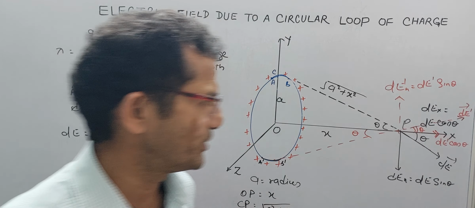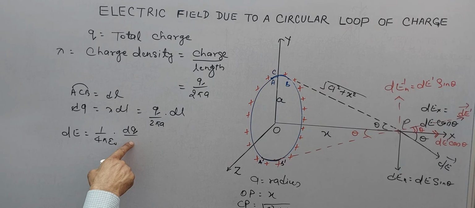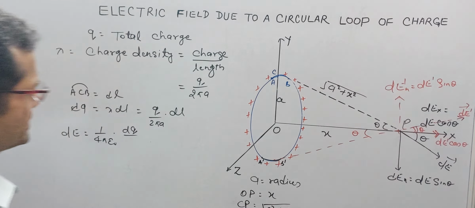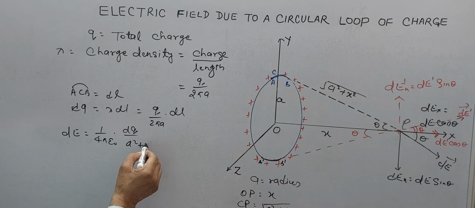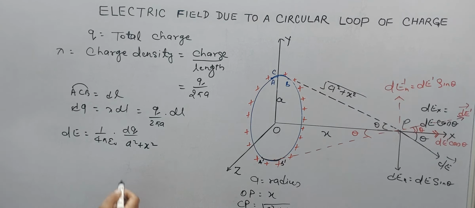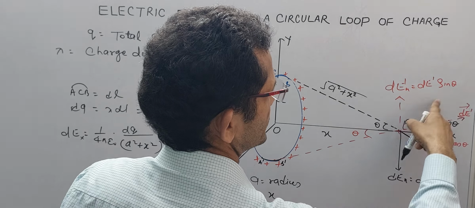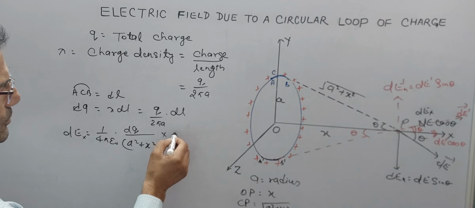So we have to add all the components which are along the x-axis, and then put in the values. We take the electric field due to one piece along the x-axis, then take the integration. Now dq divided by the square of this distance, which is a square plus x square, that is CP whole square. Now we need the component only along this one, dEx. Now dEx will be dE cos theta.